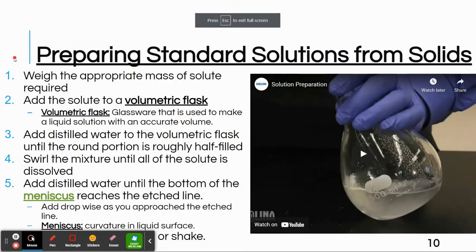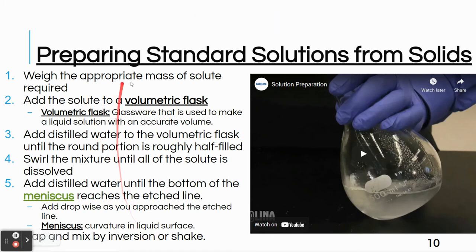So here we can see the steps to make a standard solution using the weighing method from solids. Basically, take the solid, weigh it first, put it into your flask, add the water until it's halfway filled and dissolve, then add the water to the line until the bottom of the meniscus reaches the line. And then you can shake.